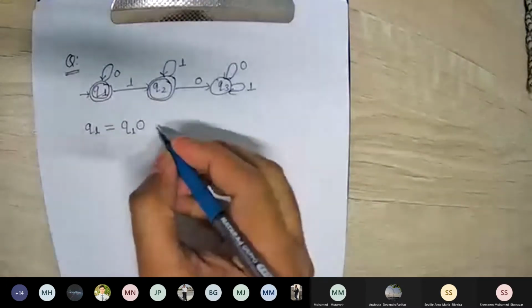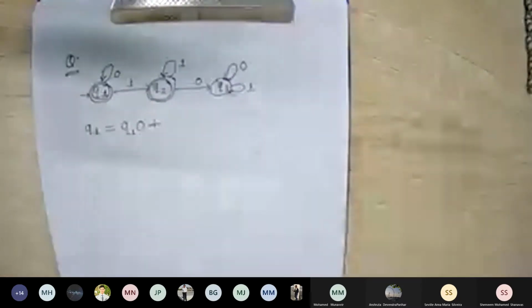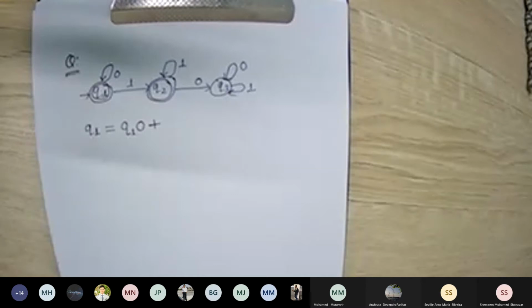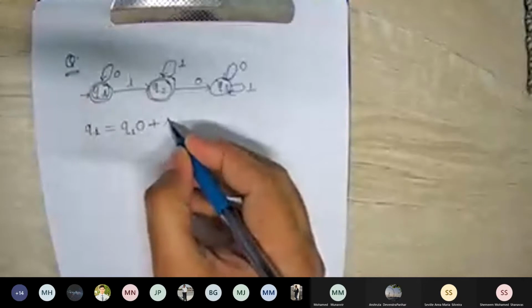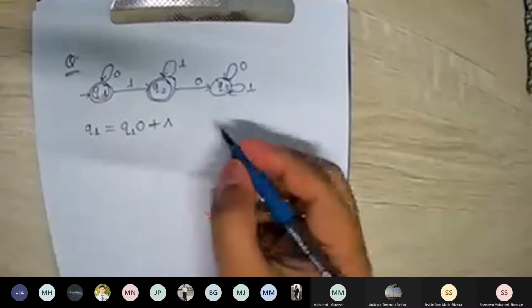Then plus, if any other incoming arrow is there, you will write that. On Q1 there is no other incoming arrow. One more thing you have to always remember: if a state is the initial state, at last you will add null. You add this only for the initial state, not for the other states. So this is your equation 1.